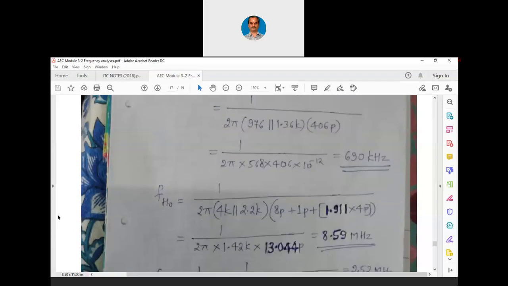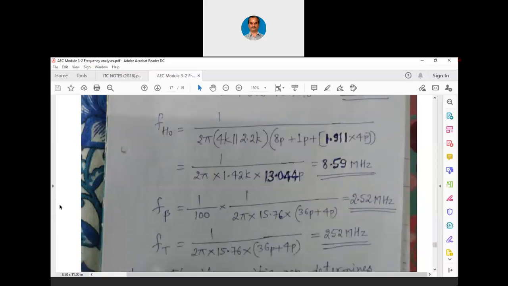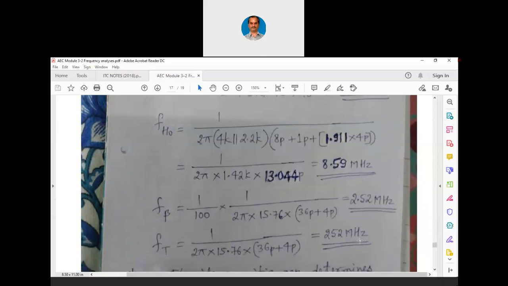Now finding out FHO, again 1 over 2 pi into 4k parallel to 2.2k, RC parallel with RL. Here small r naught was not given in the exercise. Now adding all those capacitances, with respect to wiring and the Miller's capacitance, 1 minus 1 by AV, you can see 1 minus 1 by AV corresponds to 1.911 into that capacitance CBC, base to collector capacitance. By adding all those capacitances, we get the value 8.59 megahertz. You can see FHI we got 690 kilohertz and FHO we got 8.59 megahertz. There is a drastic difference here. Next, F beta is 1 over 100, substituting the same values there, 1 over HFE mid into all those values, we get 2.52 megahertz. Then finally, the UGB or FT is 252 megahertz.